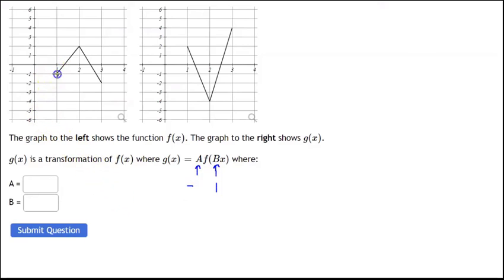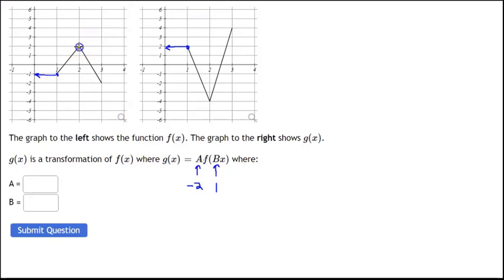But now let's look at the actual values. Here, at our first point, you'll notice that the output was -1. If we look at the corresponding point in the second graph, you'll see it's now at +2. So how do we get from -1 to +2 using a stretch or a multiplication? Because remember, this is multiplying a times the function here. Well, to get from -1 to +2, we would have to multiply by -2.